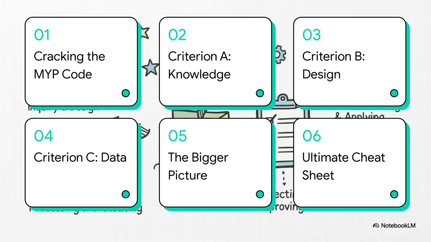So here's our quest map for today. First, we'll crack the MYP science code itself. Then we'll journey through each criterion. We've got A, knowing your stuff, B, designing your quest, C, making sense of data, and finally D, the bigger picture. And don't worry, we'll wrap it all up with the ultimate cheat sheet.